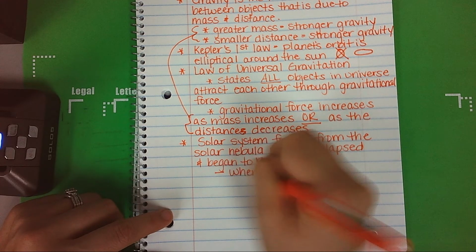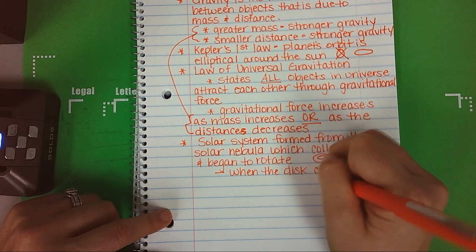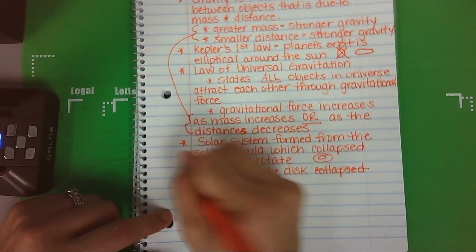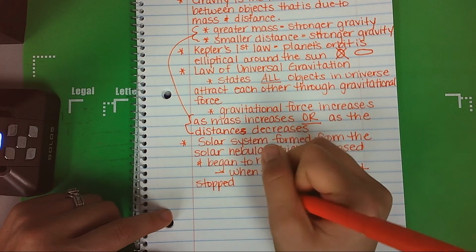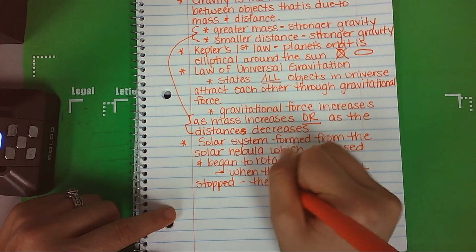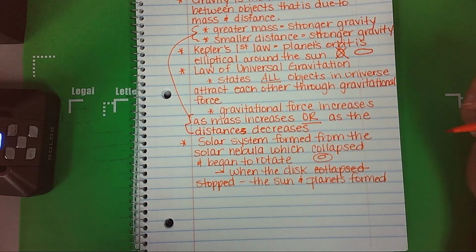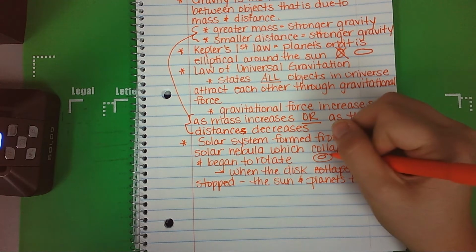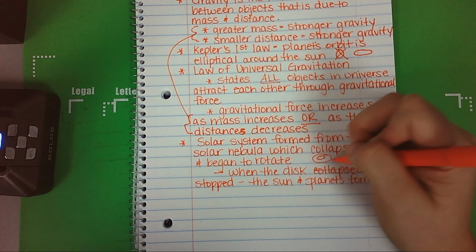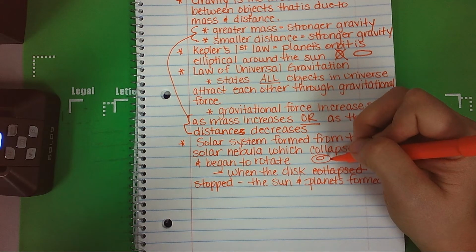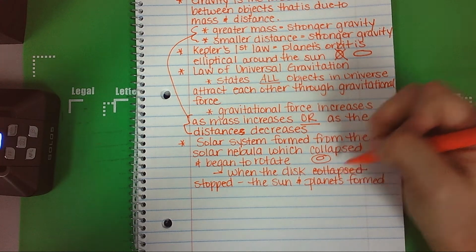So when the disk collapsed, when the disk stopped, the sun and planets formed. This is going to sound kind of crazy, but think about all these chairs in a circle, like playing musical chairs. You have all this dust and gas in space just spinning around, this solar nebula, and then it gets flat, it's getting tired, it's rotating and rotating, and then when it stops, gravity pulls the dust and the gas, and the sun and the planets get formed.